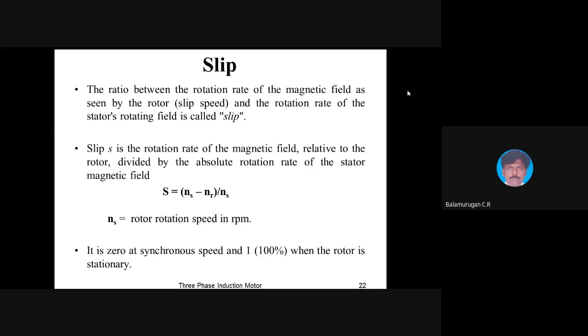And the slip, if you multiply by 100, we call it a whole number, in terms of percentage. We call that the normal slip. The slip will vary from 0 to 1, so this is the range of the slip value. And what is slip speed? This is the difference between the synchronous speed and the running speed. We call it the slip speed.